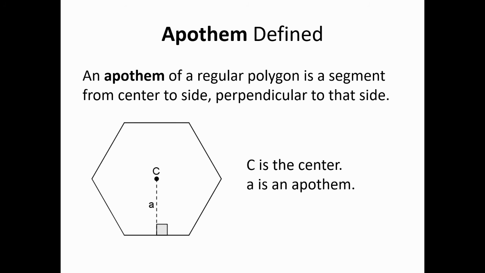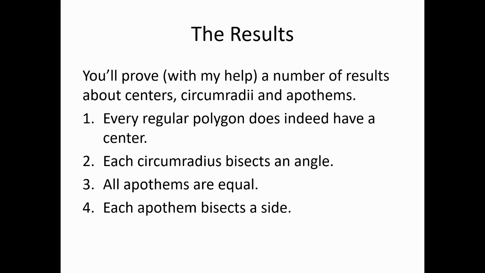So next term, apothem. An apothem is a segment that goes from the center, which by the time you reach anything about the apothem on the worksheet, you will have proven the center exists. The apothem goes from the center point out to a side, perpendicular to the side. So in the diagram, C is the center, and then we have gone from that center point out perpendicular to a side, and that is the apothem. And of course, a regular polygon has multiple apothems, one for each side.